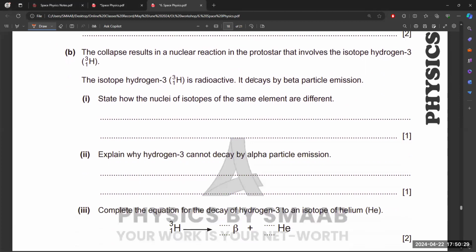And in some questions now you are also getting mixed concepts related to space physics and nuclear reactions, because fusion is also included in space physics. So you will also get mixed questions from nuclear and space. Like in part B, the collapse results in a nuclear reaction in the protostar that involves the isotope hydrogen-3. And hydrogen-3 is radioactive and it decays by beta particle emission. So state how the nuclei of isotopes of the same element are different.